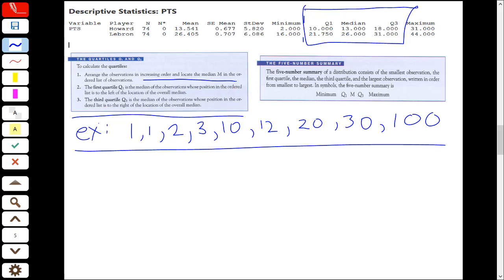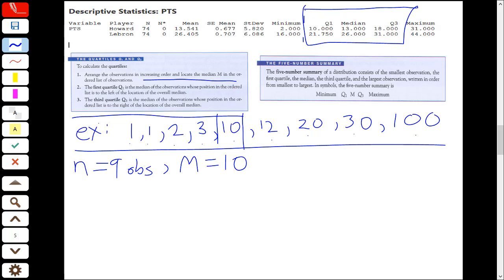So the first thing I need to do is find the median. So 1, 2, 3, 4, 5, 6, 7, 8, 9. There are n equals 9 observations. Okay, so that means the middle one is going to be the median, the 5th number. So that is going to be 10. Notice there are 4 observations left and 4 observations to its right. So we note the median is 10.